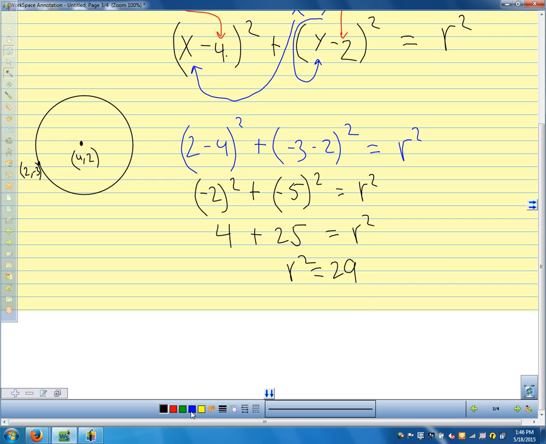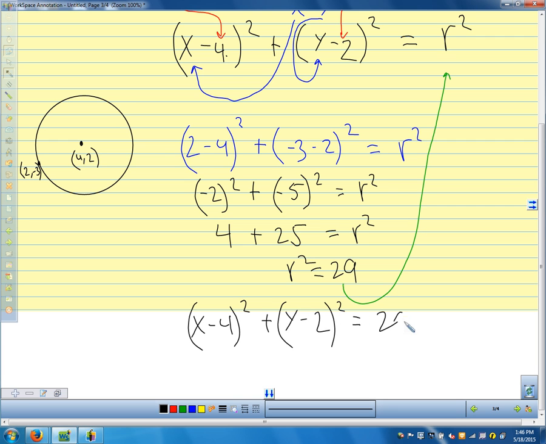And now I can take that number and plug it in right there. You don't have to keep the square root, because in my equation we want r squared, and this is r squared already. We could take the square root and then square it again, but since we already have it squared, we don't need to. So my equation is (x - 4)^2 + (y - 2)^2 = 29. And we're done.